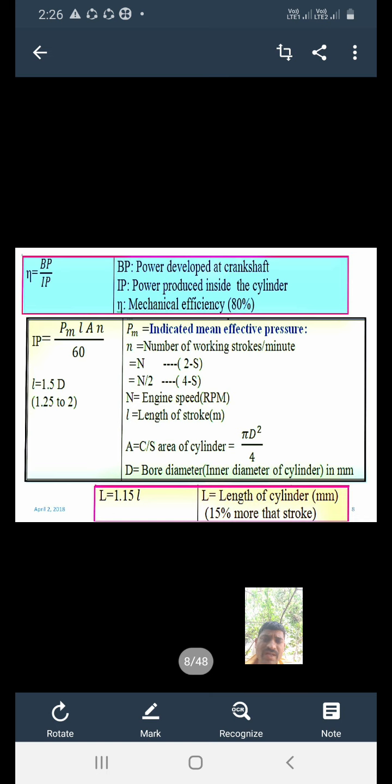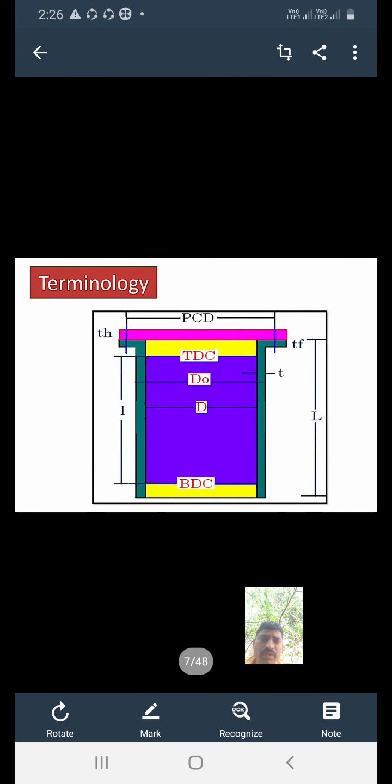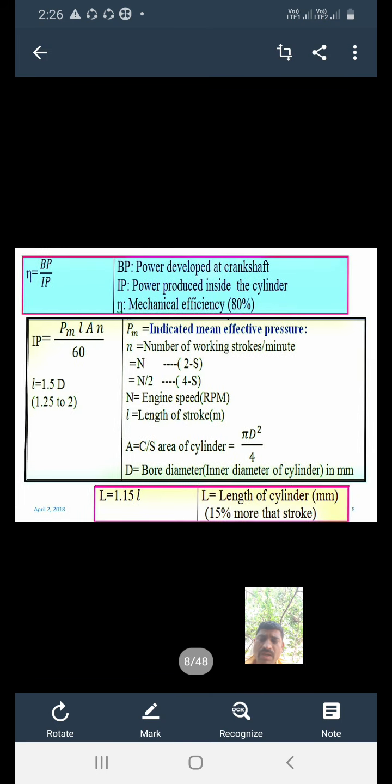Length of the cylinder is 15% more than the stroke. Remember the relation, length of the cylinder is 15% more than the stroke. Then you will get 1.15 L. Capital L is equal to 1.15 L. Remember that, all of you.